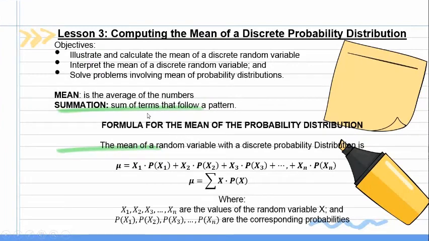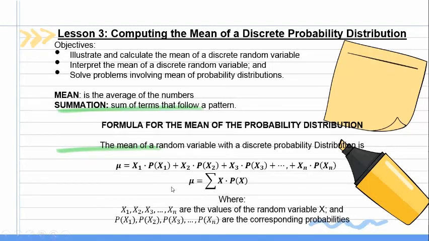In our lesson number 3, we're going to compute the mean of a discrete probability distribution. Our objectives for this lesson: first, illustrate and calculate the mean of a discrete random variable. Second, interpret the mean of a discrete random variable. Lastly, solve problems involving mean of probability distributions. We're going to encounter the word mean. What is mean? It is the average of the numbers. Second, the summation. It is the sum of the terms that follow a pattern.